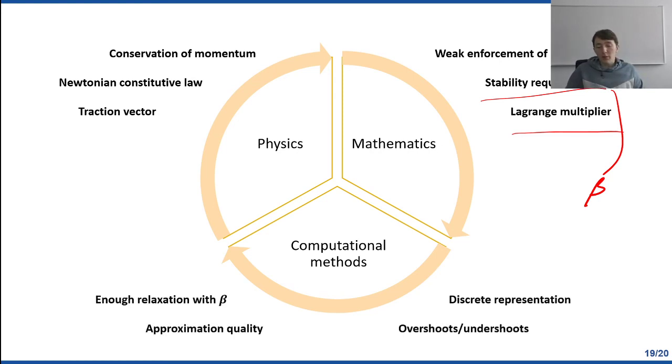And now that we understand where the problem comes from a mathematical perspective, we have to deal with this somehow computationally, where we need to have not a too tight beta, because then we would get overshoots and undershoots. But rather, with our discrete representation, we're trying to get the optimal approximation quality. So in that example, we have these three facets: the physics, the math, and the computational method.